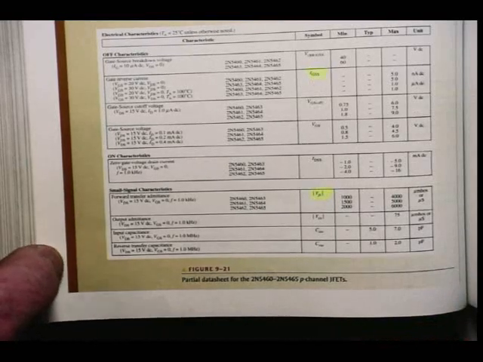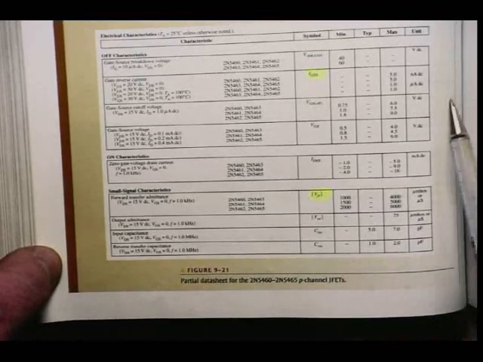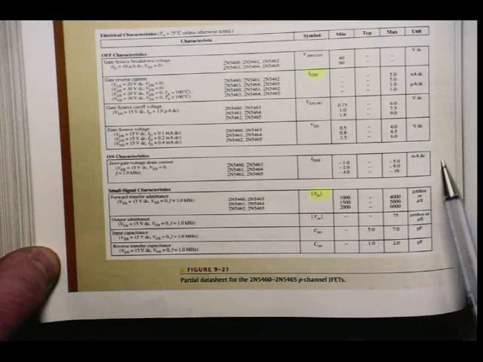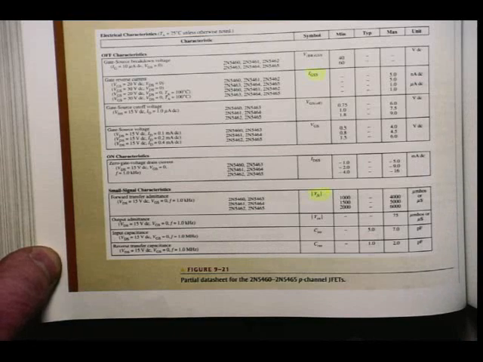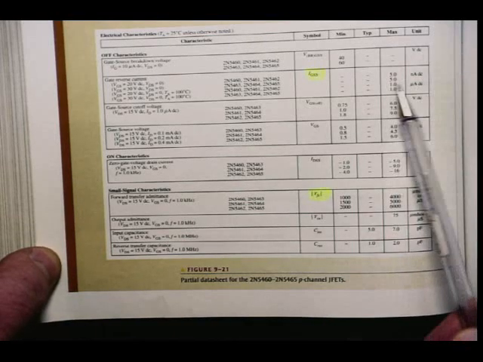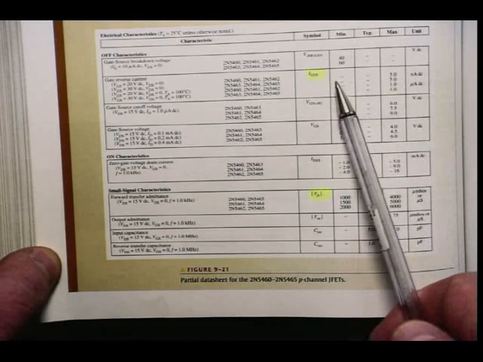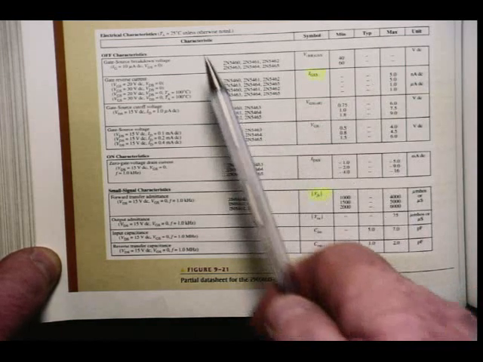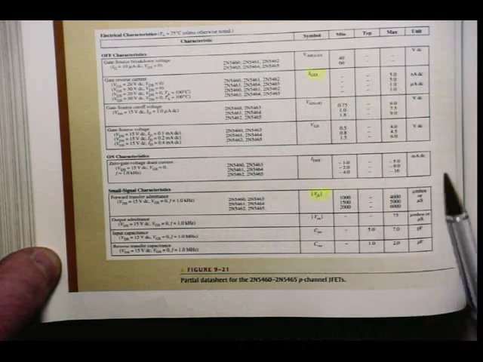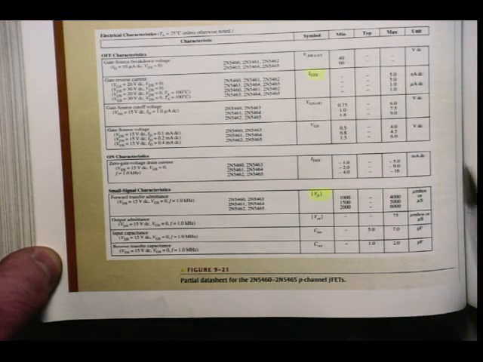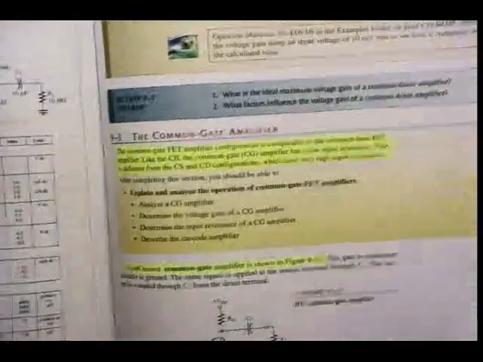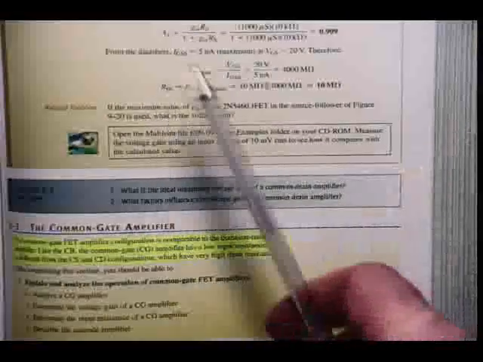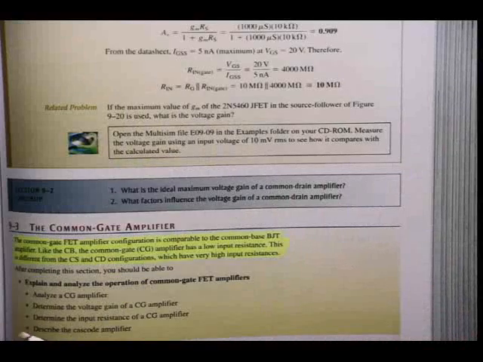I_GSS. And what value did we find there? 5 nanoamperes maximum, because there are no other values. Can you see there are no minimums and there are no typicals? Even though they said use minimum values, there are only maximum values given. Alright? So don't get confused there. Anyway, we go back to the solution then. I_GSS is then 5 nanoamperes.